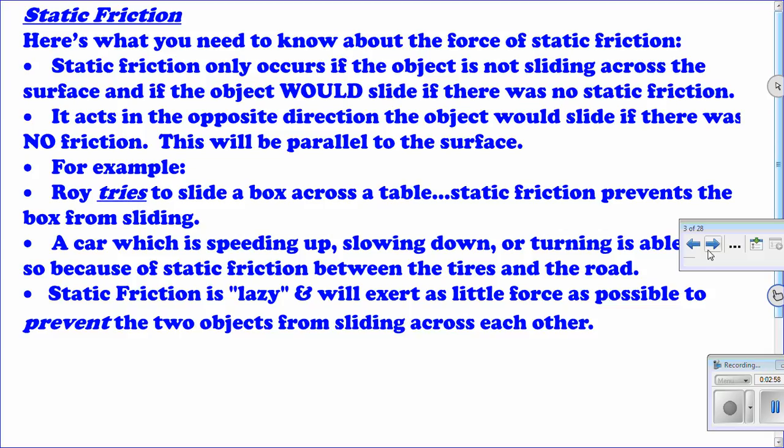First of all, and I think this is all stuff I've said, but let me reiterate. Static friction only occurs if the object is not sliding yet, but the object would slide if there wasn't any static friction. What's the force of static friction on this chair right now? None. Zero. Sometimes people go, oh, it's not sliding, there's static friction on it. But there's nothing trying to make it move. The only way that static friction is there is if there's some sort of attempted motion to resist.